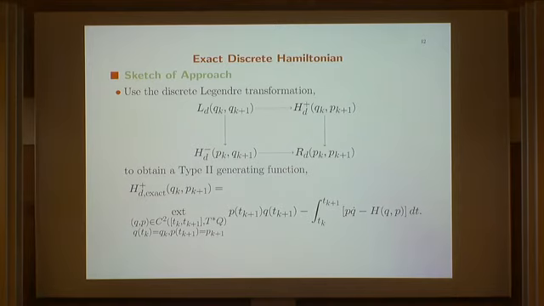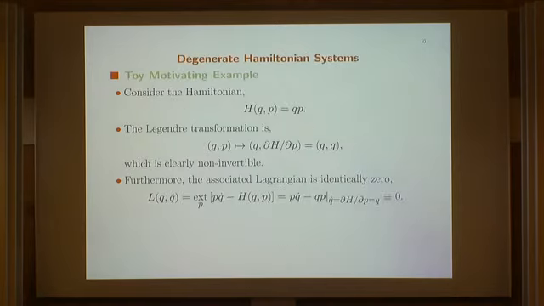And let me just say why it is that you have to have type 2 and type 3 generating functions. So this is the toy example. If you have a Hamiltonian which is given by qp, so this is a real toy problem, then you can check that the Legendre transform is given by this, which is clearly non-invertible. You lost all information about momentum. But more importantly, the associated Lagrangian is identically zero.